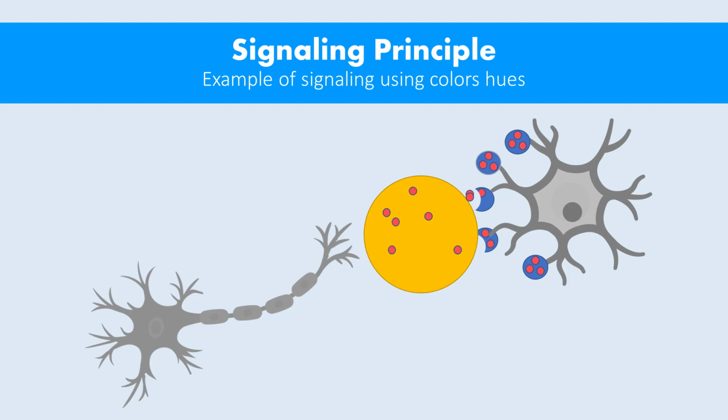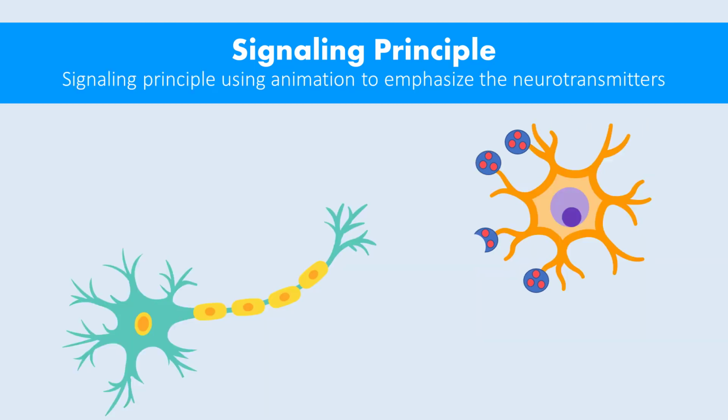For example, this slide shows 2 neurons interacting and the neurotransmitters traveling over the synaptic cleft. The use of color allows the learner to focus on the area that we are emphasizing, the synaptic cleft, and we can see in yellow where that space or synaptic cleft would be and where the neurons are traveling across.